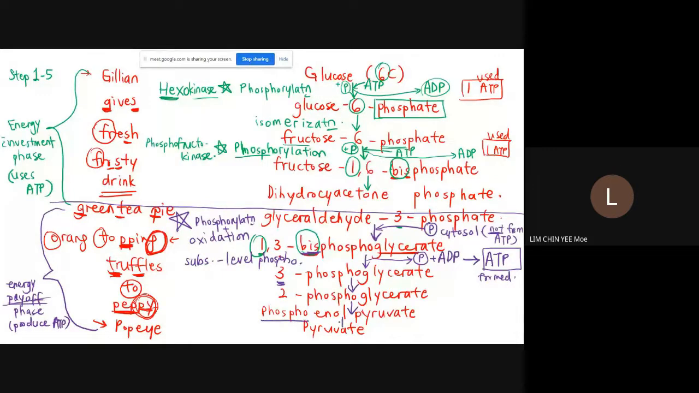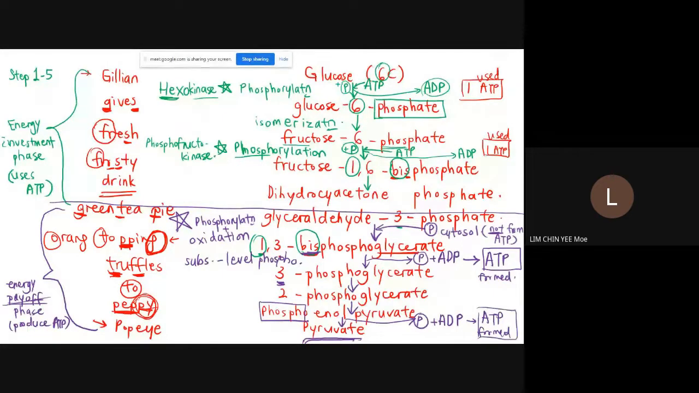Phosphoenolpyruvate jadi pyruvate. Apa beza dua ini? Phosphoenolpyruvate dengan pyruvate. Pyruvate tak ada apa? Phosphate. Ada phosphate. Very good. Pyruvate dah tak ada phosphate group. Maksudnya, phosphoenolpyruvate ini dah hilang phosphate group dia. So, phosphate group dia dah pergi mana? From ATP. Hilang phosphate group. Good job. Phosphate group yang hilang ini dah bagi dekat ADP untuk form ATP.